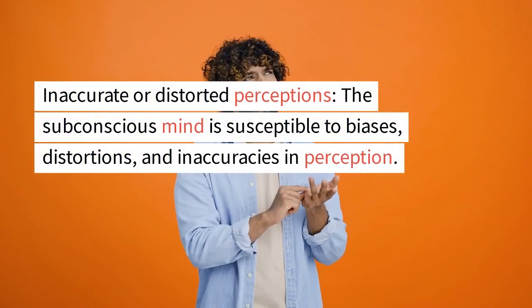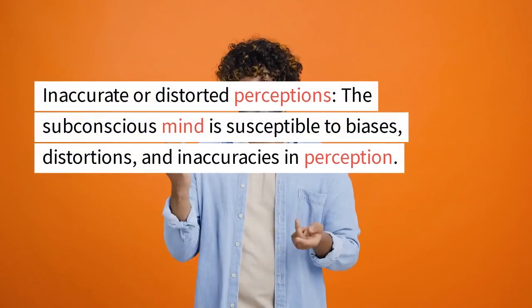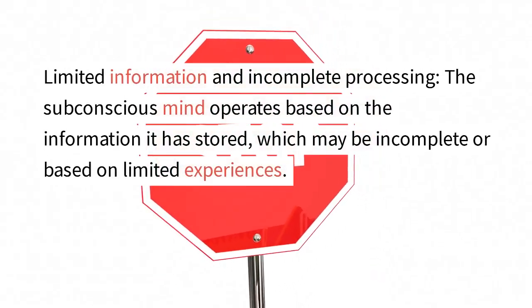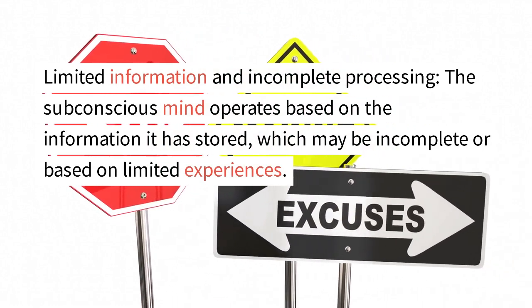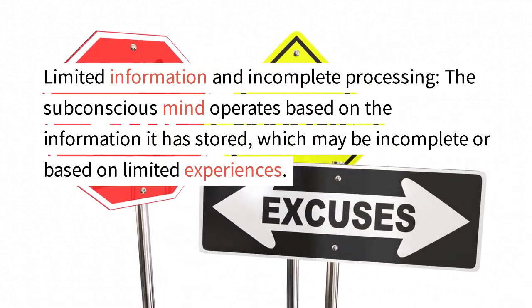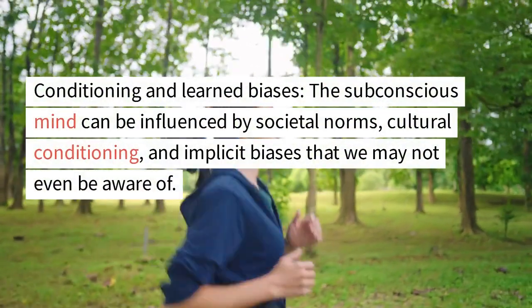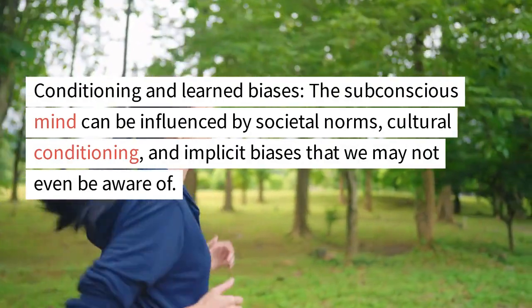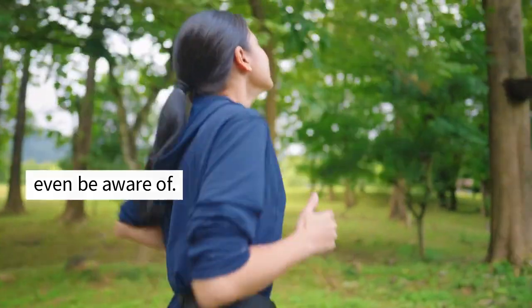Inaccurate or distorted perceptions. The subconscious mind is susceptible to biases, distortions, and inaccuracies in perception. Limited information and incomplete processing. The subconscious mind operates based on the information it has stored, which may be incomplete or based on limited experiences. Conditioning and learned biases. The subconscious mind can be influenced by societal norms, cultural conditioning, and implicit biases that we may not even be aware of.